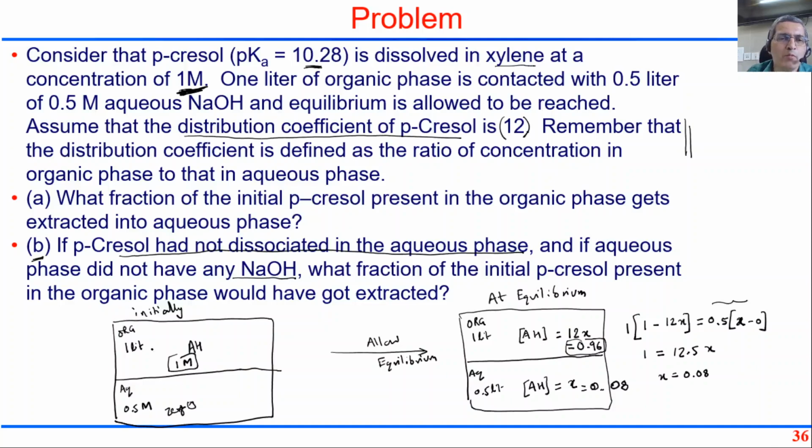Out of the initial 1 liter and 1 molar, so that's 1 mole. Now I have 1 liter and 0.96 molar, so 0.96 moles is left. So how much would have got extracted? 0.04 moles. 0.5 liters of 0.08 concentration, where 0.08 is the concentration and 0.5 is the volume. So 0.04 moles have got extracted out of how much initial? 1 mole initial. That means it is 4% extraction. Do you agree with that?